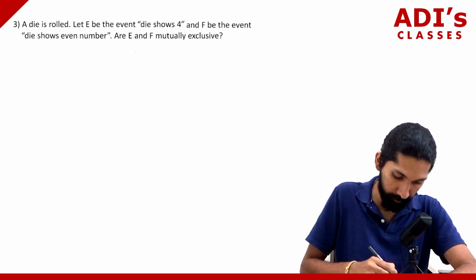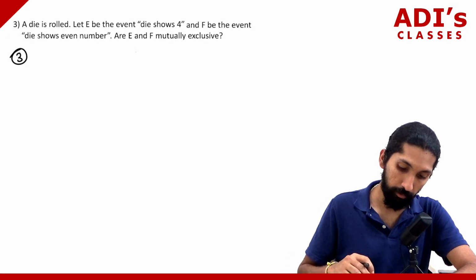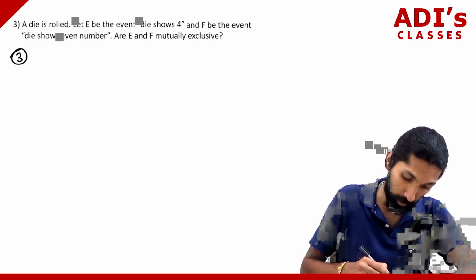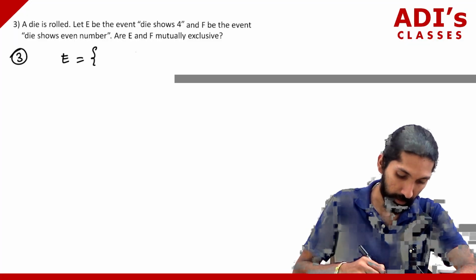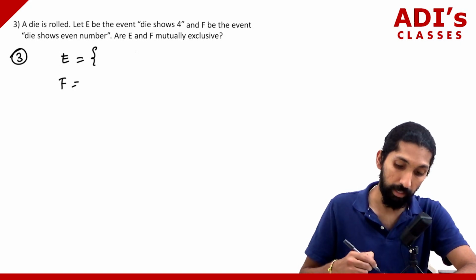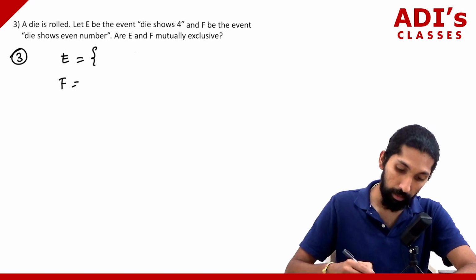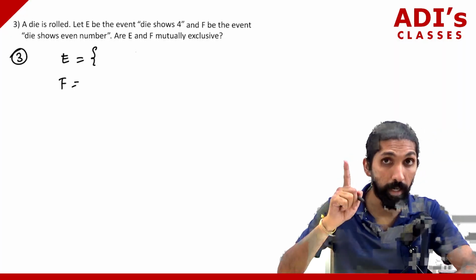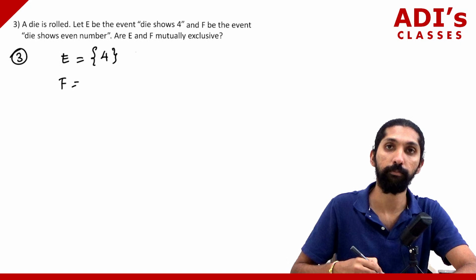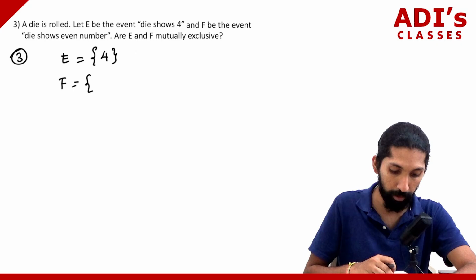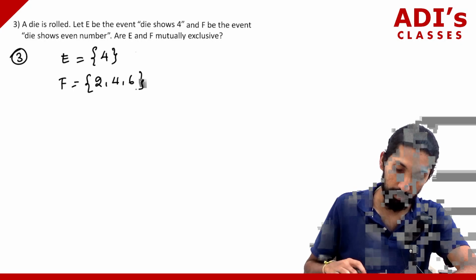See the third one? A die is rolled. Let E be the event where the die shows 4. Correct? So E is an event where the die shows 4. F be an event where the die shows an even number. Are E and F mutually exclusive? Right? Very simple question. See, E is an event. One die is rolled, correct? When one die is rolled, E is going to be 4. F is going to be where the die shows an even number, which is 2, 4, and 6.